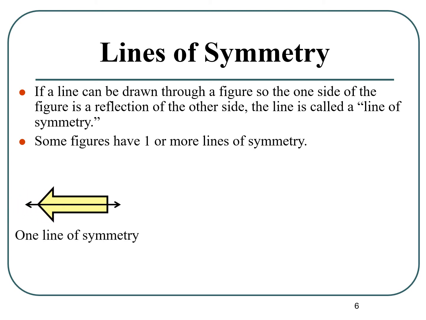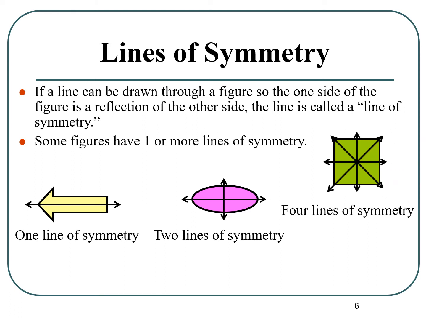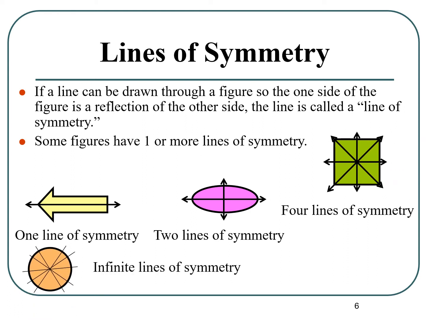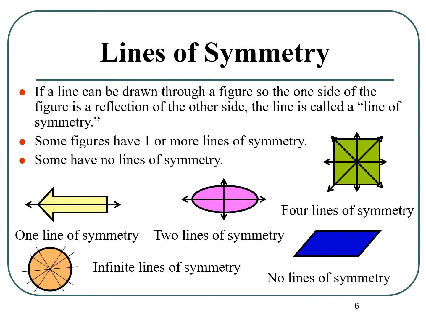So we have figures with one line of symmetry, 2 lines of symmetry, 4 lines of symmetry, and infinite lines of symmetry, because we can draw more than 4 or endless lines of symmetry. And then we also have figures with no lines of symmetry at all.